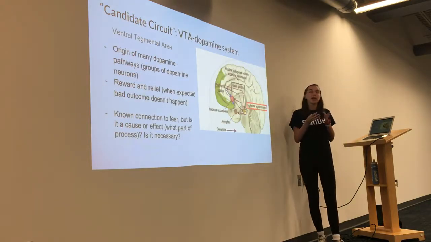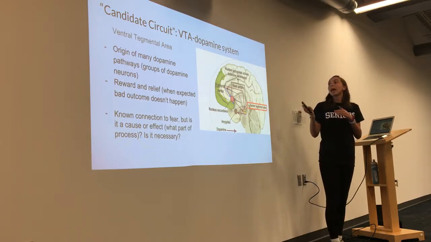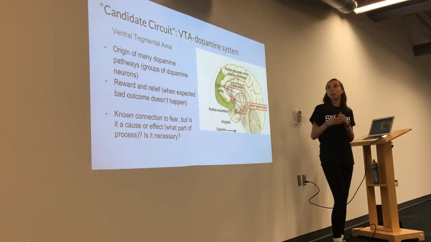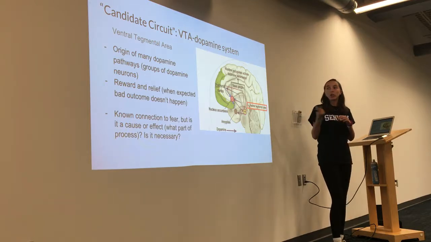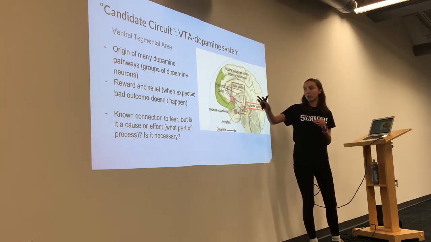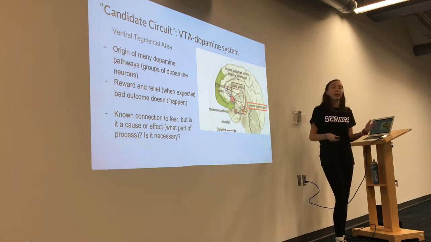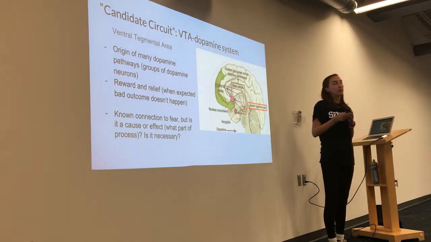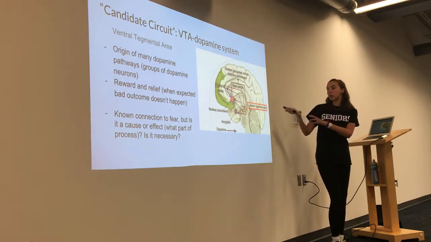The scientists wanted to find a specific region in the brain to study because of the method they were using that I'm going to talk about later. And their candidate circuit, so that region that they're looking at, was the VTA dopamine system, or the ventral tegmental area dopamine system. This is the origin of many dopamine pathways in your brain, specifically those other parts of the brain that I talked about before, so the prefrontal cortex and the amygdala, and then I'll talk about the nucleus accumbens later.